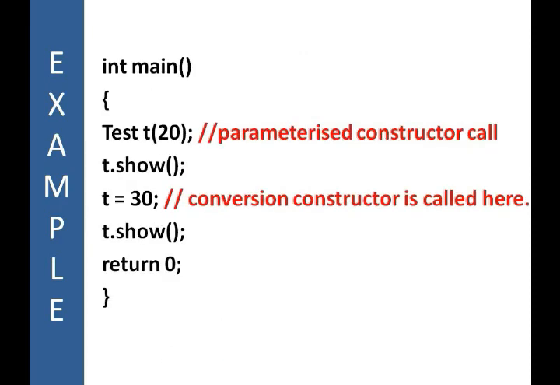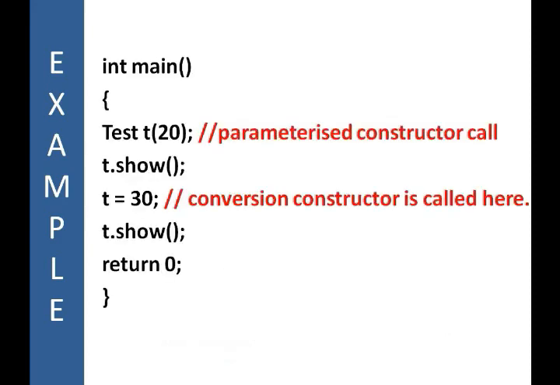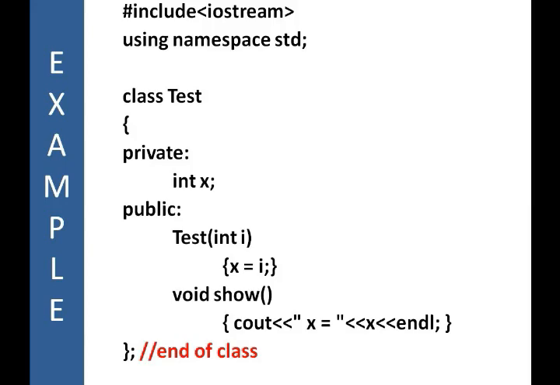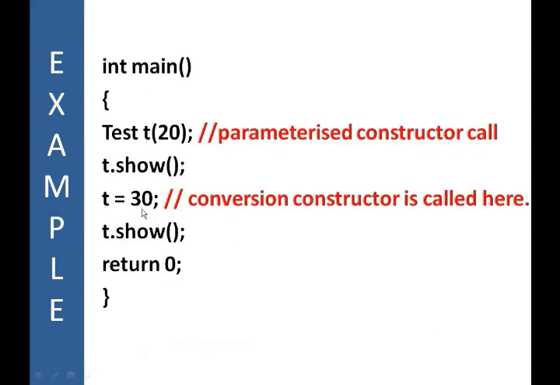See the main program. Test t(20). So an object t will be created by using the parameterized constructor. Then t.show. We can print the value of t. That is 20 will be printed because this 20 is assigned to variable x. Coming to the show function, t.show prints the value of x. You can see this here, cout x. So this x will be printed. So 20 will be printed during the first t.show.